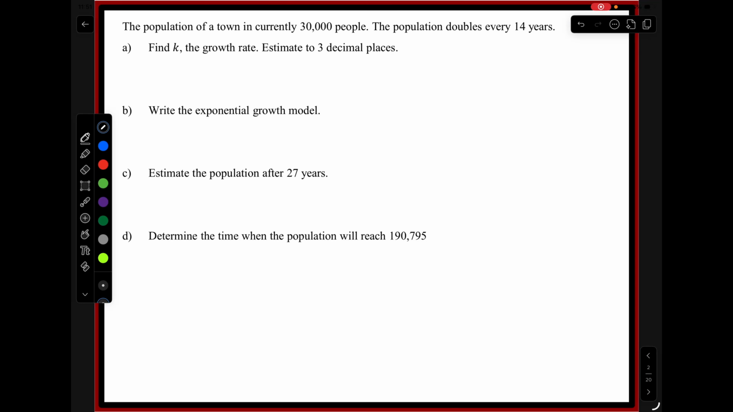Now, in this problem here, the population of a town is currently 30,000 people, and the population is going to double every 14 years. Let's see if I could help you understand your version of this question by guiding you through parts A through D. So for part A, we're asked to figure out K, the growth rate.